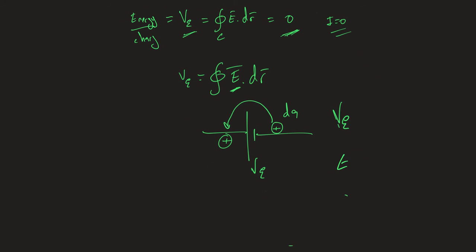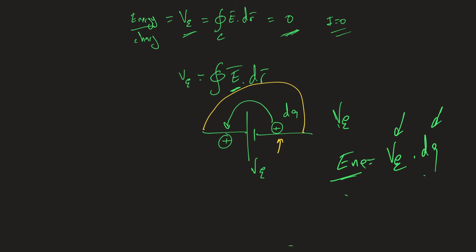And what is the total energy? The total energy would be V sub E by dq, the energy per unit of charge by the charge, is the energy that you give them. So the battery is creating an energy that it gives to the moving charges, to make it possible that they will come back in a closed circuit.